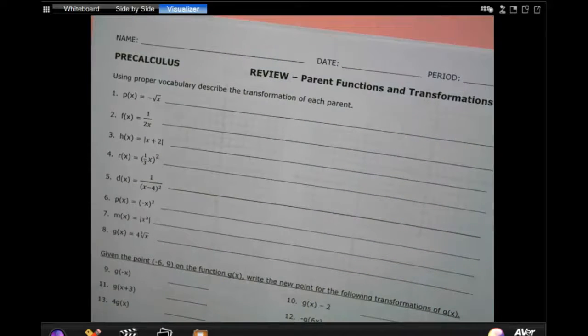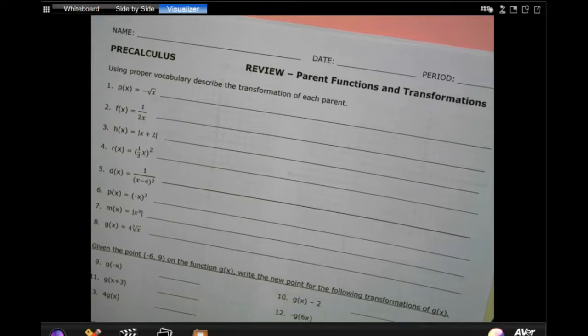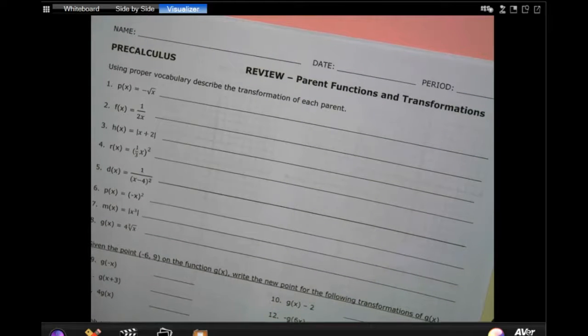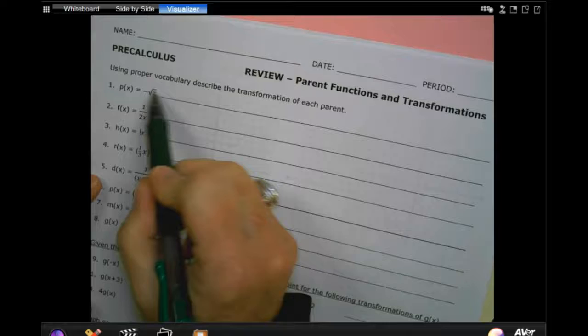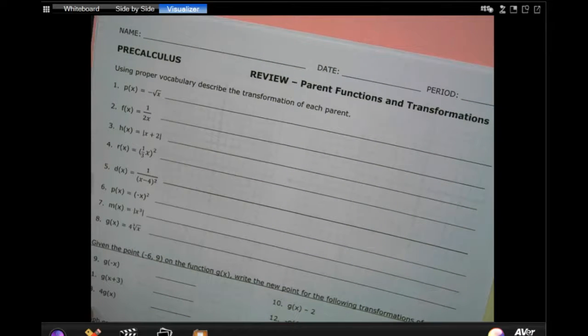Okay, so here's the next thing I'm going to look at is I'm going to start the review. So there's a part on the test that is limits. But the majority of the test is the parent function stuff. So first of all, what is the parent function on number 1? Square root. What is the negative in front? What is the actual?